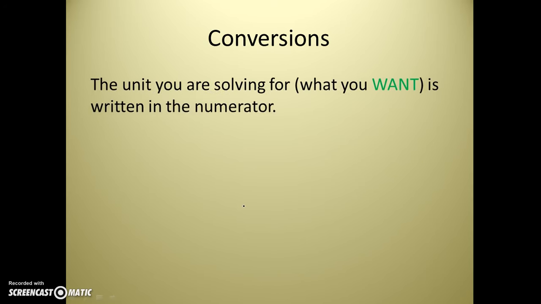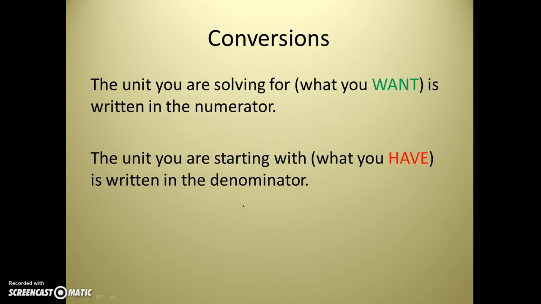The unit that you're solving for, the one that you want, what you were looking for, is going to go in the numerator. So it's going to go on top of the conversion factor. The one that you already have, the unit that you're starting with, whatever you were given in the problem, that unit is going to go in the denominator. This is so that they can cancel out diagonally, so that at the end you're left with the unit that you were looking for. So the unit that you want over the unit that you have. Want over have.